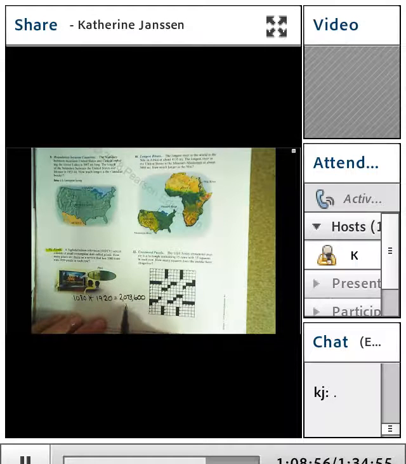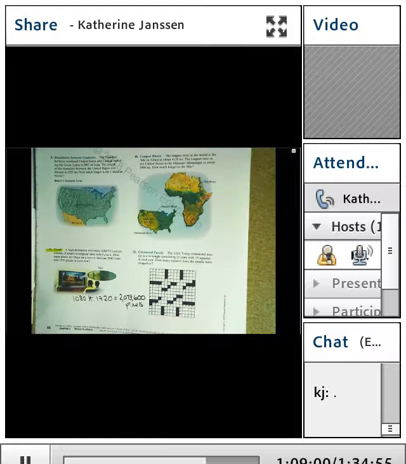I'm going to label that pixel. So the total number of pixels on an HDTV screen that has 1,080 rows with 1,920 pixels per row is 2,073,600 pixels.